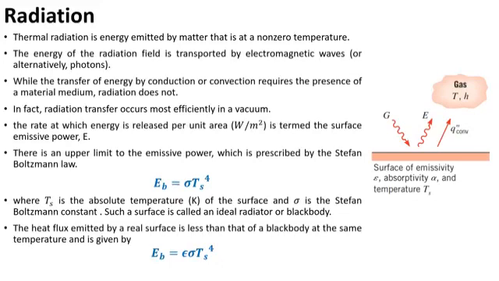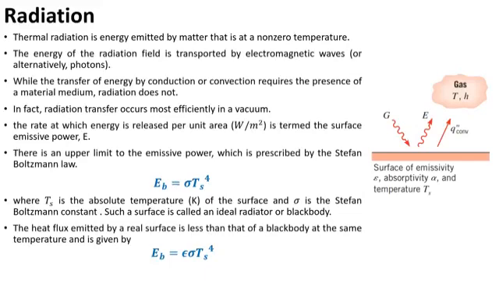While we know that we receive a tremendous amount of heat on earth from the sun, and we know that there is no material medium between earth and sun, so there is a third mode of heat transfer which occurs without the presence of any material medium, and that mode of heat transfer is known as radiation. Now what is radiation?